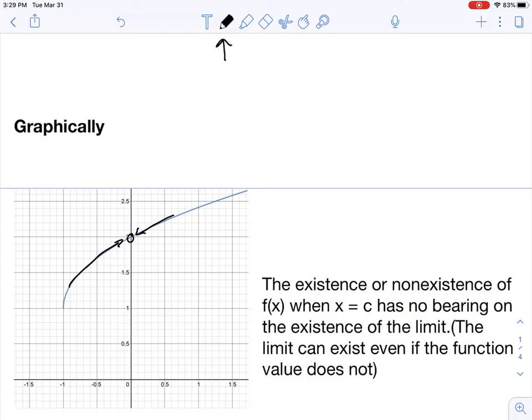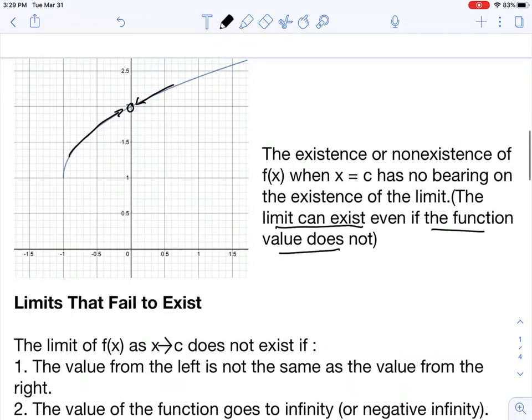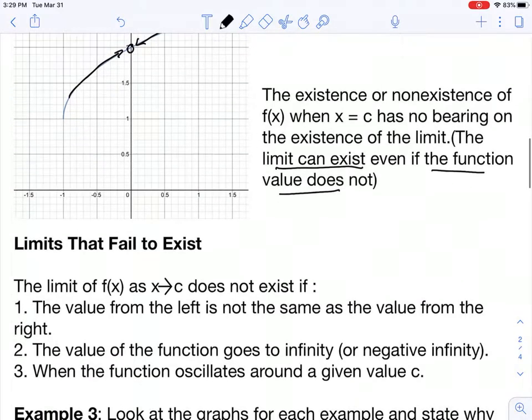It doesn't exist. But the existence at the value doesn't matter. The only thing that matters is what happens as it approaches. So the limit can exist even if the value of the function does not exist at that point, which is always neat for limits. That's what it's getting close to.